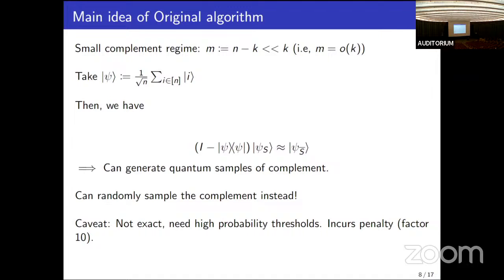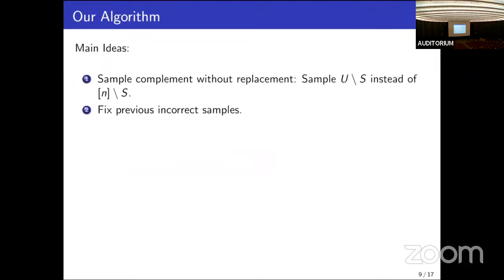So to get around this, our algorithm has two main ideas. First, instead of sampling the complement with replacement, we sample it without replacement. This we do by considering the complement under a smaller set instead of the whole set. Next, since this doesn't really fix the problem of the quantum samples being approximate, we find a way to fix previously incorrectly sampled elements in further stages.